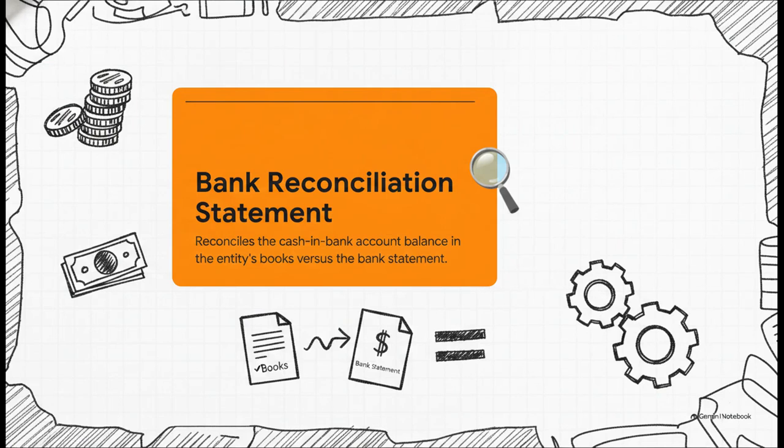And to bridge that gap, we use what's called a bank reconciliation statement. Now, in official terms, this is a statement prepared by an entity to reconcile the cash and bank account balance in the entity's books versus the balance reported by the bank. But simply put, it's just the document that proves mathematically why those two numbers are different in the first place and brings them right back into harmony.